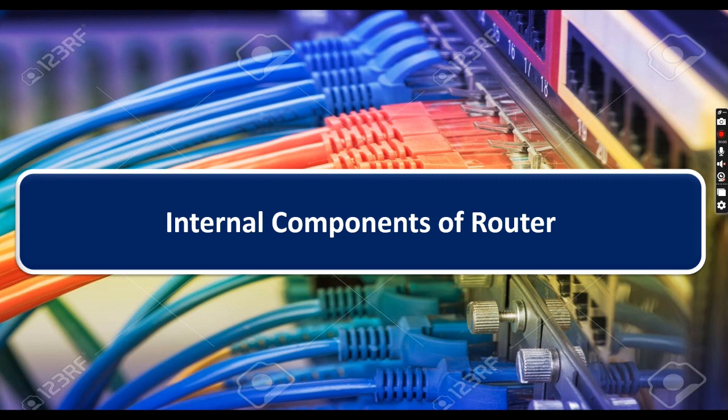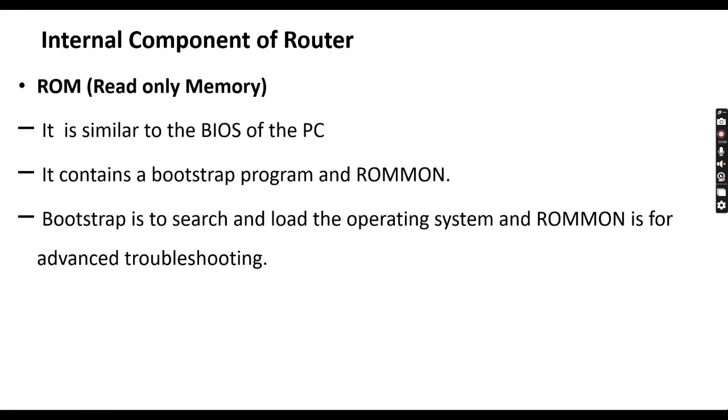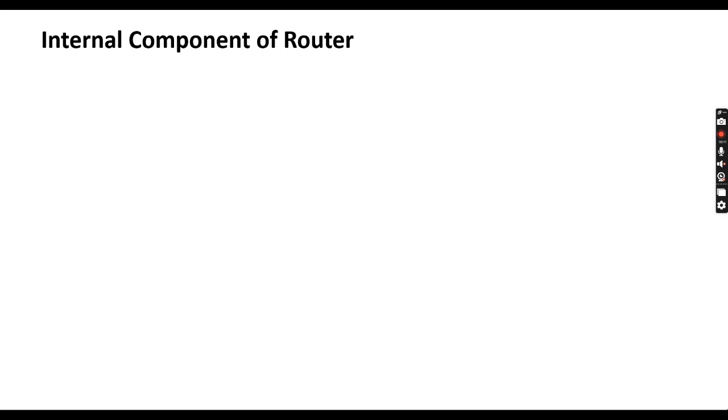In this chapter we are going to discuss the internal components of routers. Just like a PC has internal components like the motherboard, RAM, ROM, and hard disk, routers also have internal components. So let us try and understand how exactly these internal components are categorized.